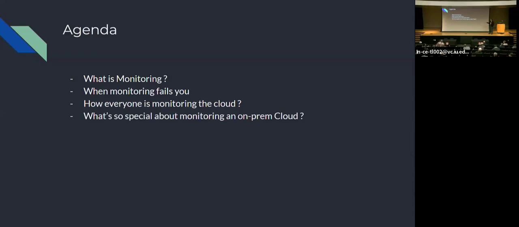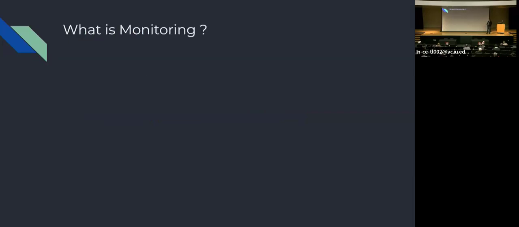And then we will look at what's so special about monitoring an on-prem cloud. What are the metrics that make the cloud very weird or hard to monitor? And what should you monitor? So the basic things that you have to keep track of to be able to troubleshoot issues. And then we'll look at, finally, the pain points. It was supposed to have a short demo of Zabbix, but I'll substitute that with some presentation on Zabbix itself. So first, what is monitoring?